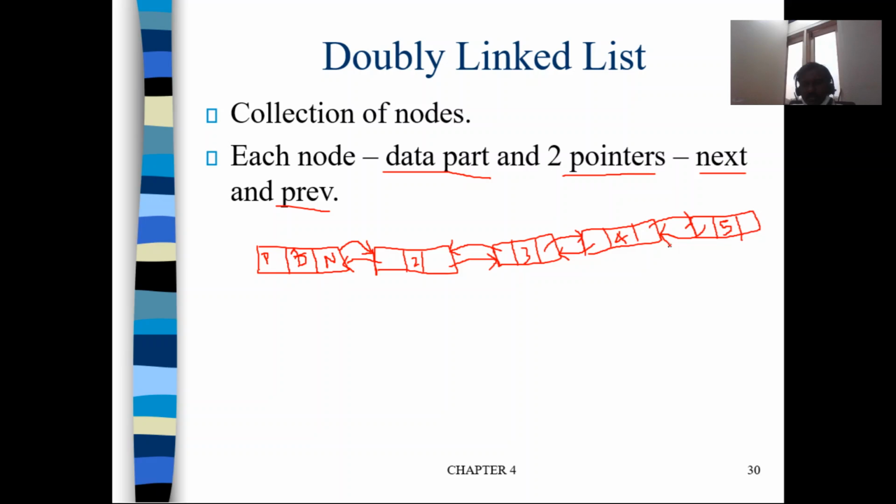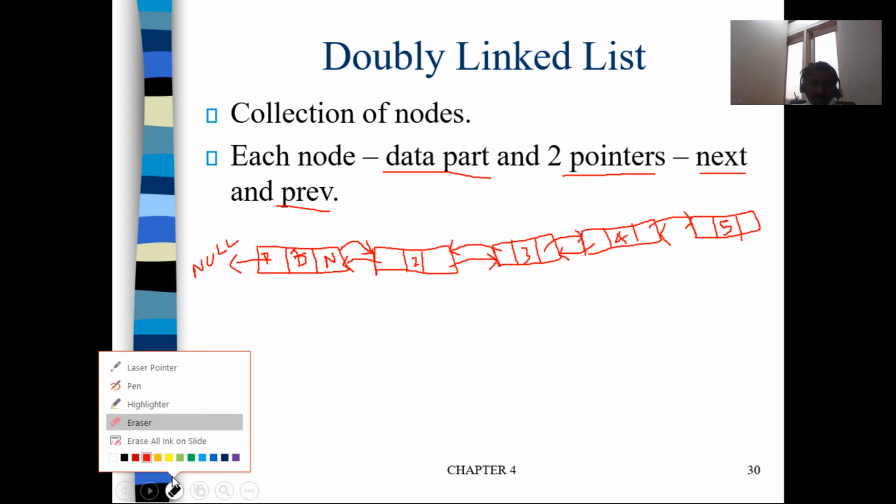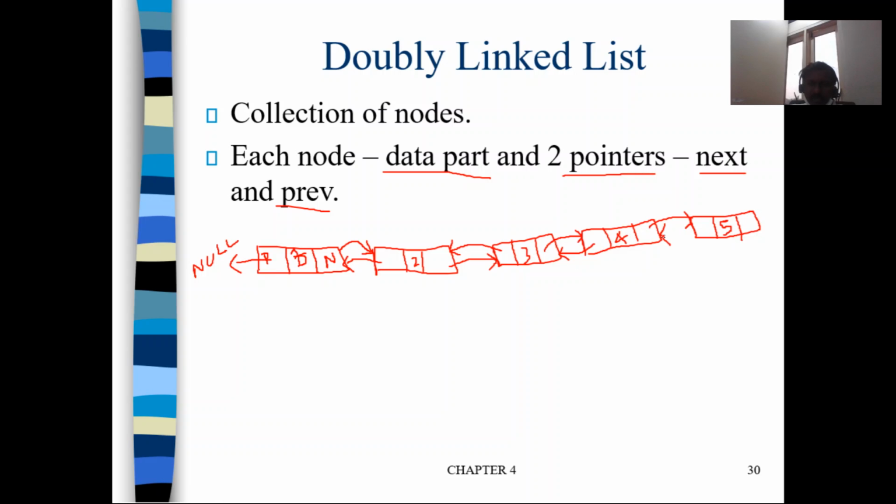Okay, now comes the important question: where will the previous pointer of node 1 point? Node 1 does not have any previous, right? So the previous pointer of node 1 will point to null. Similarly, where will the next pointer of node 5 point? Node 5 does not have any next, because node 5 is the last node.